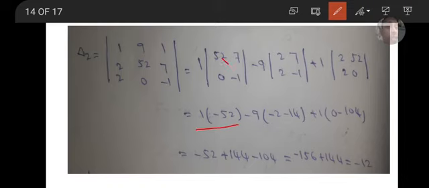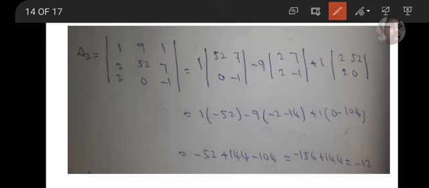We get 1 into 52 into minus 1 is minus 52, 0 into 7 is 0. Minus 9 into 2 into minus 1 is minus 2, 7 into 2 is 14, so minus 14, AD minus BC. Plus 1 into 2 into 0 is 0, 52 into 2 is minus 104, AD minus BC. So it is minus 52, minus 16 into minus 9 means plus 144, 16 into 9 is 144, minus 104. Minus 104 minus 52 means minus 156 plus 144, that is minus 12.